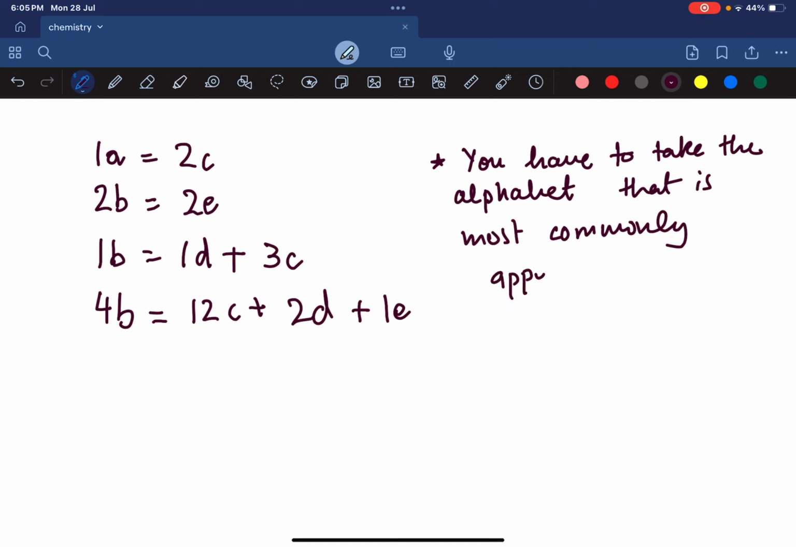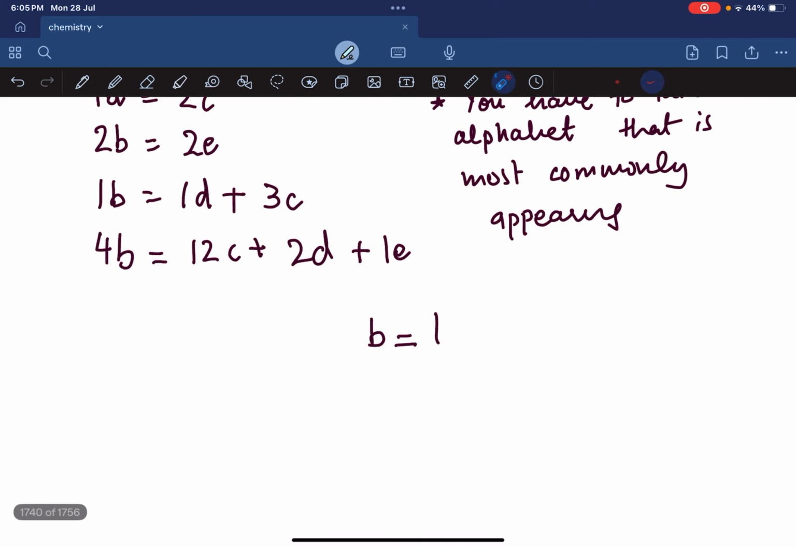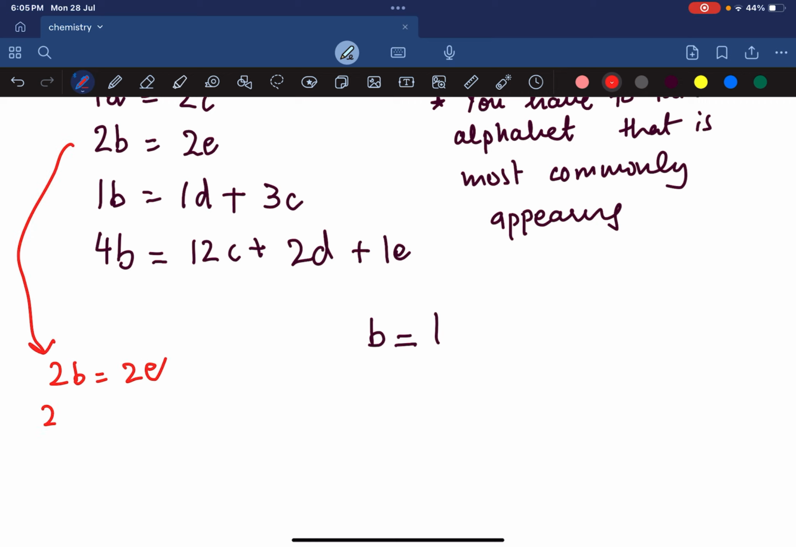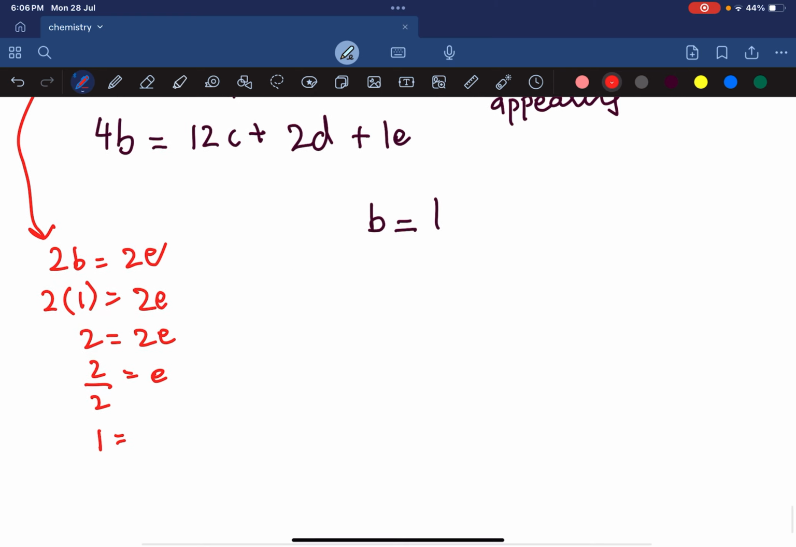Now what do I do with this B? What I do is make it equal to 1. So now my B, that's my most commonly appearing, equals 1. So in all these 3 equations, I put my B equal to 1. So let's see what I do. 2B equals 2E. I've just copied this equation over here. I put my B equal to 1. So 2 times 1 equals 2E. 2 equals 2E. 2 upon 2 equals E. 1 equals E. So E equals 1.